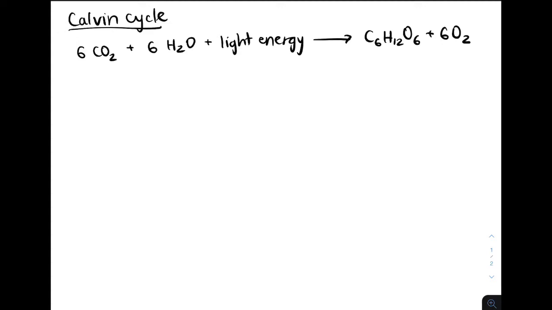In the light-dependent reactions of photosynthesis, we broke apart water to produce oxygen, and at the end, we also produced NADPH and ATP. After the light-dependent reactions, a plant cell will enter the Calvin cycle, which takes place in the stroma of the chloroplast. In this cycle, we will use carbon dioxide to produce glucose.